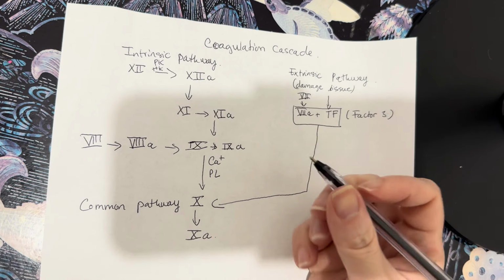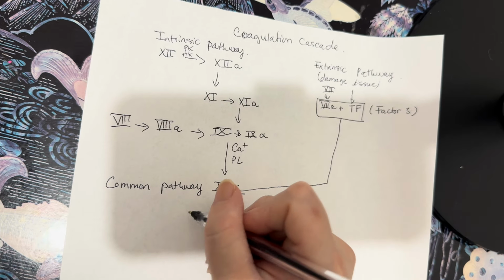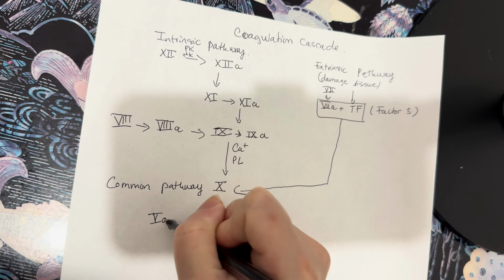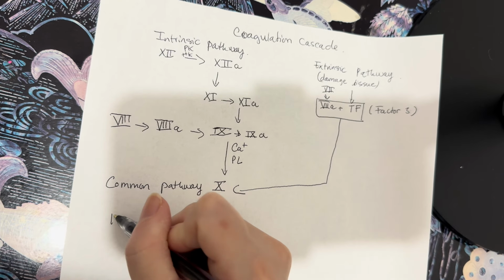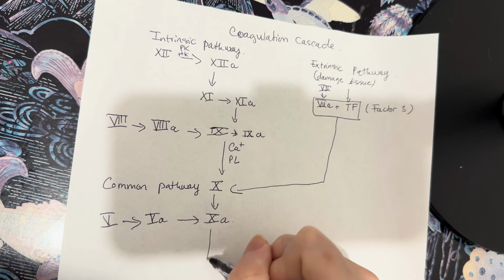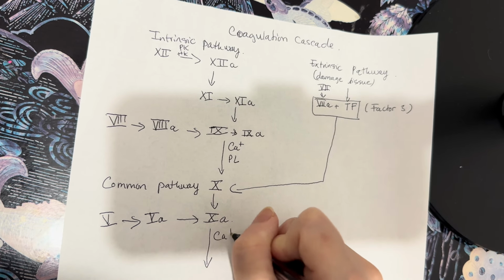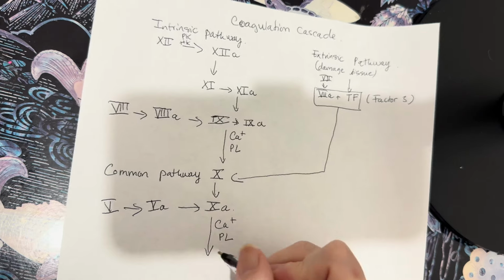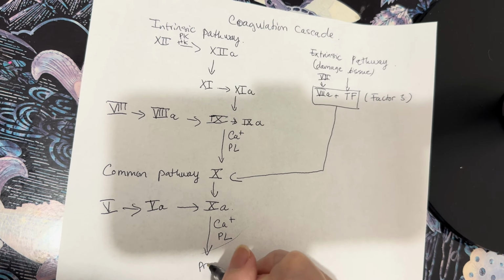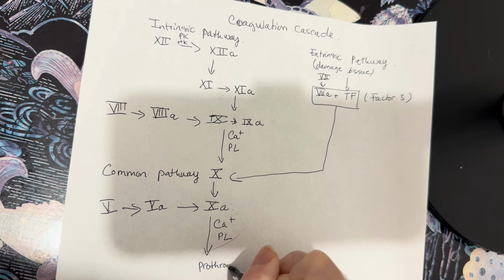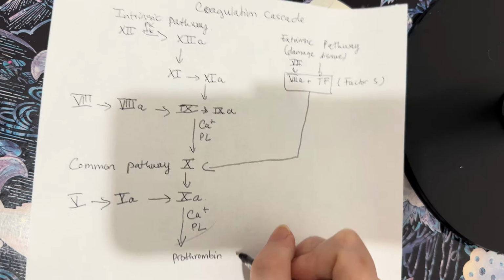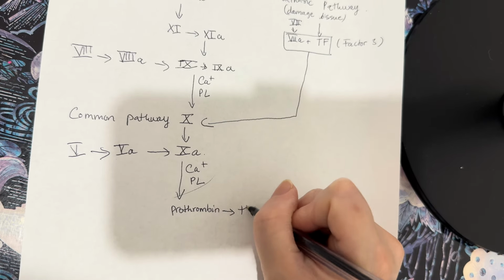10A, and the 10A will combine with factor 5A, from factor 5, and calcium and phospholipid. This complex will convert prothrombin, which will also convert into thrombin.